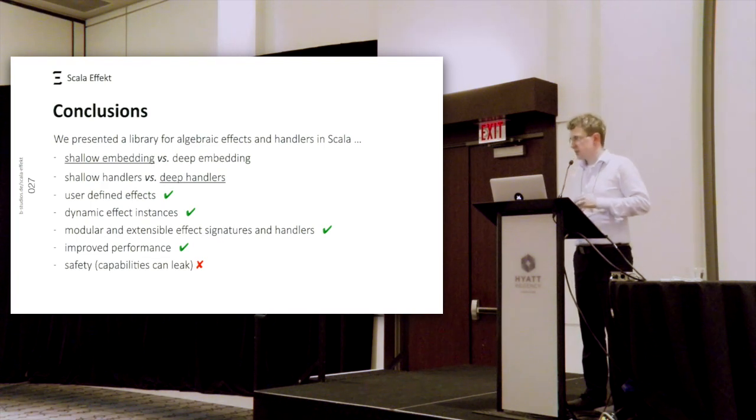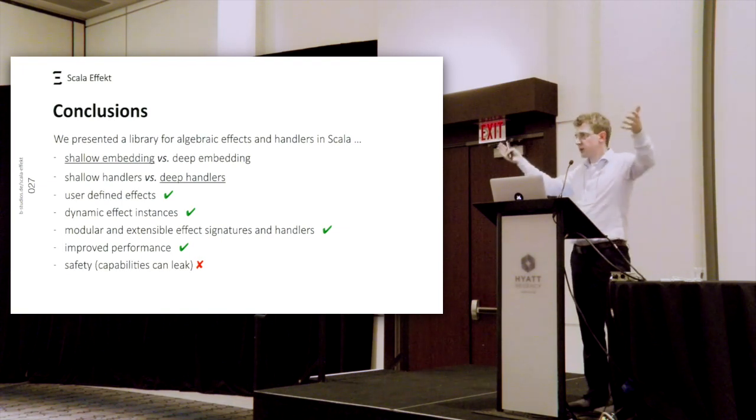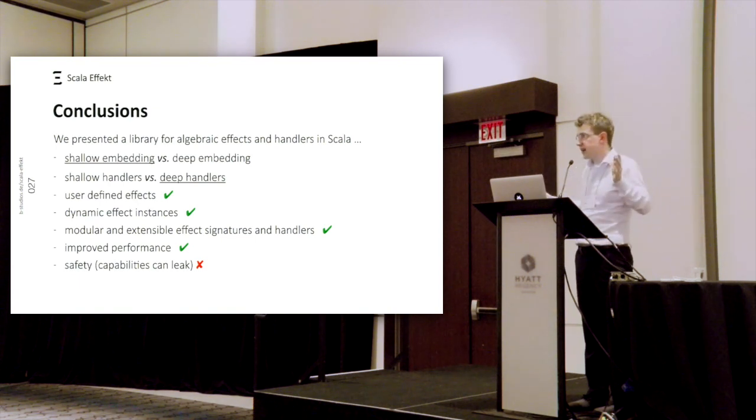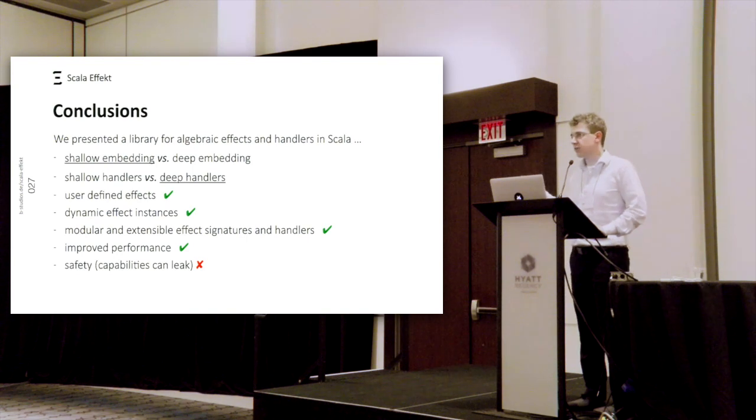Finally, we didn't actually manage to achieve safety. The reason for that is that capabilities can actually leak. I said handlers create new capabilities and they are passed down, all fine, but you can, for instance, store them in a mutable reference cell, and by that they leak outside of the handler scope, and that's not safe. One way to deal with this is to mark capabilities as being second class, and using the approach by, for instance, Tiark Rompf and colleagues.